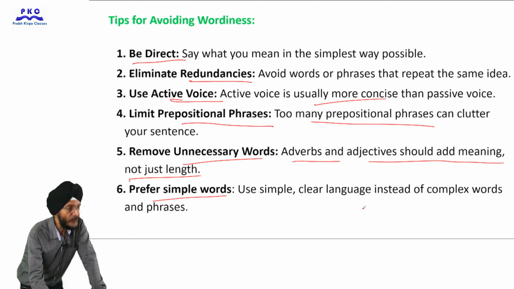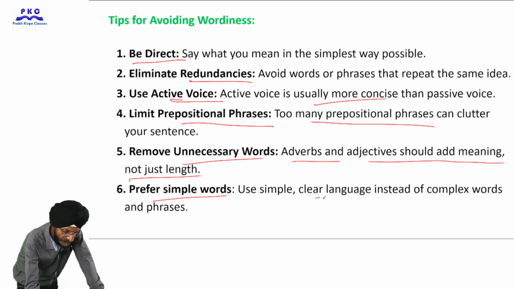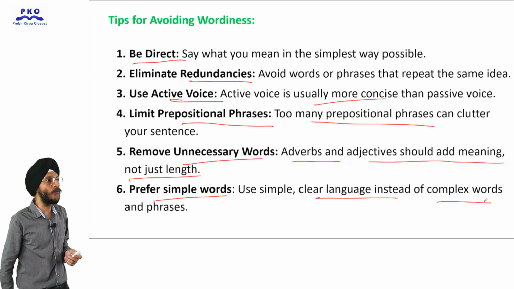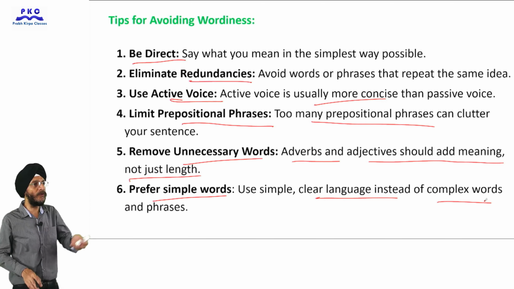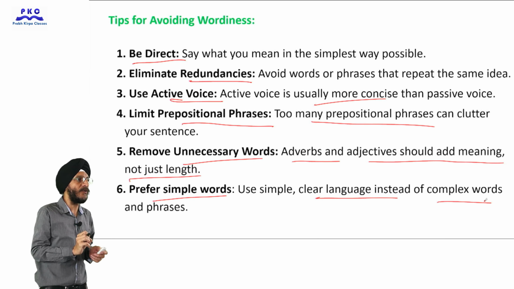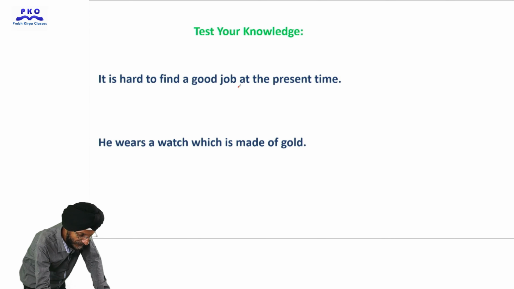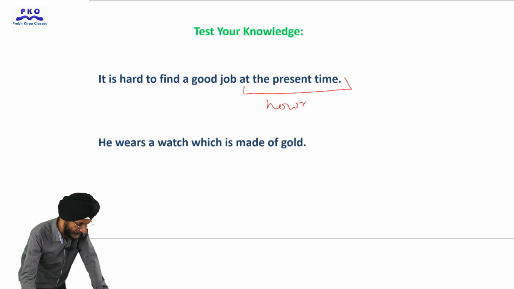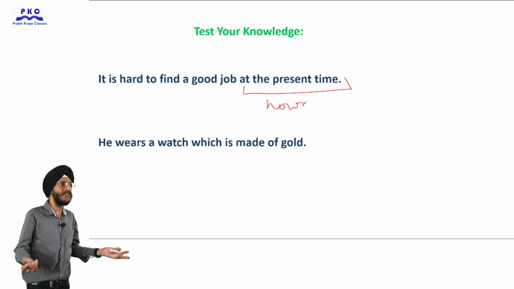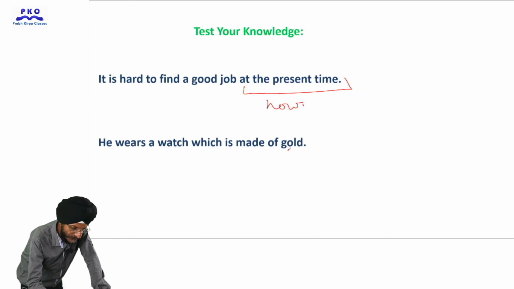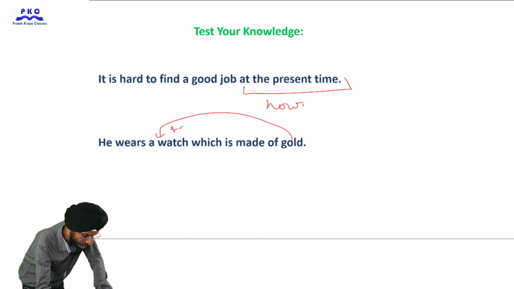Prefer simple words. We should make use of simple, clear language instead of complex words and phrases, because the reader should not have to consult the dictionary or go online to understand the meaning of what you want to say. Test your knowledge. It is hard to get a good job at the present time. In place of at the present time, if we simply write now, it will serve the purpose. He wears a watch which is made of gold. If we simply write he wears a gold watch, it is okay.